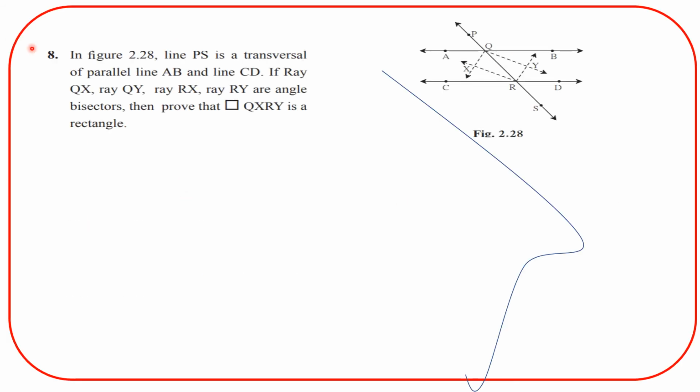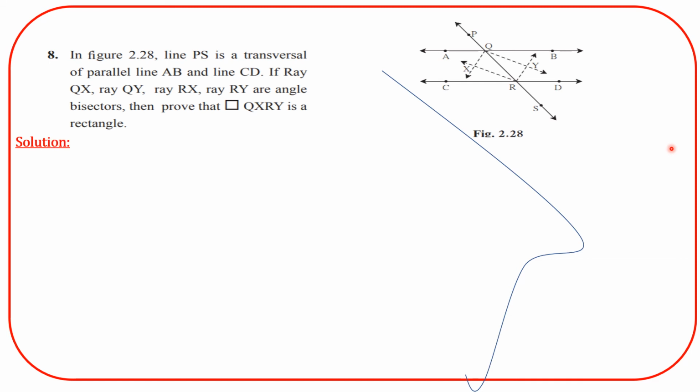Eighth example. In the figure, line PS is a transversal of parallel lines AB and CD. Rays QX, QY, RX and RY are the angle bisectors. Then prove that quadrilateral QXRY is a rectangle. Rectangle means all angles of the quadrilateral are right angles.